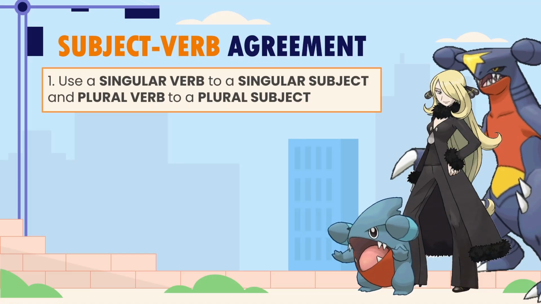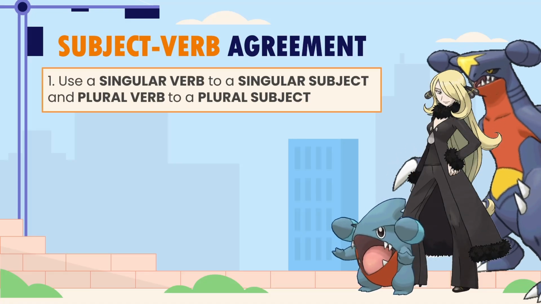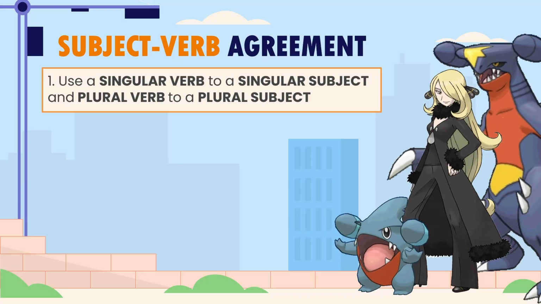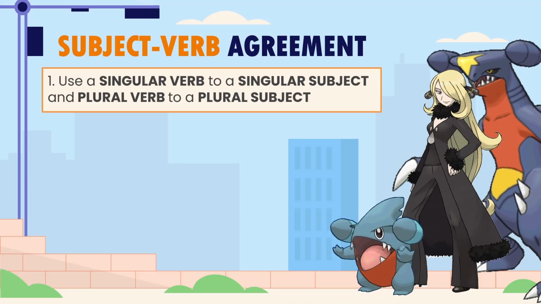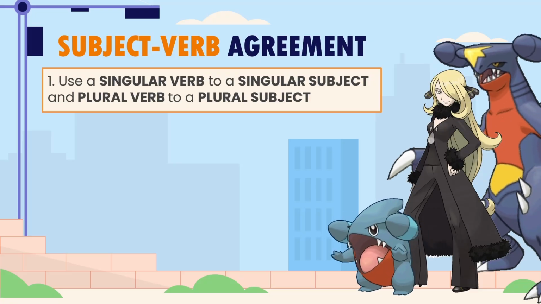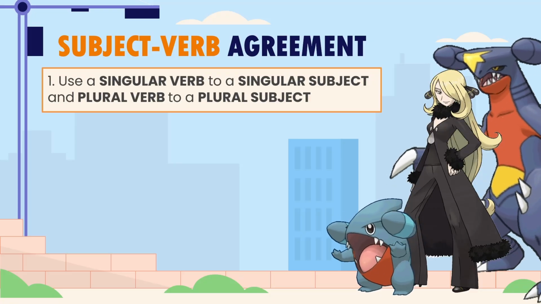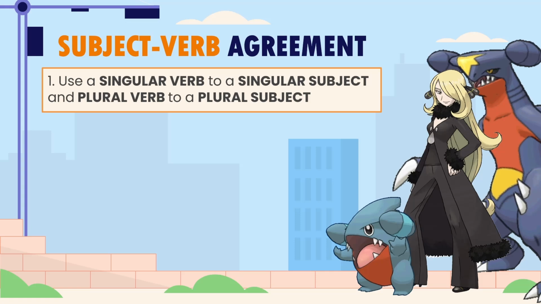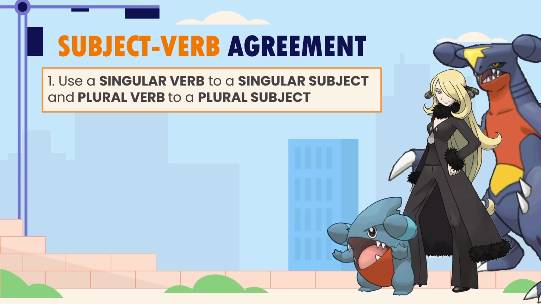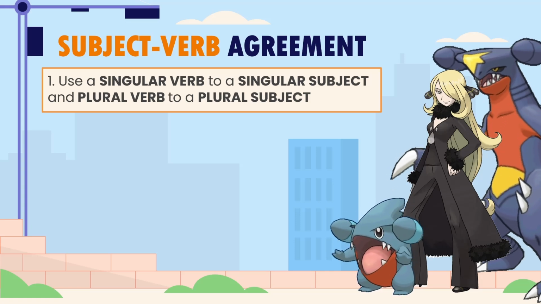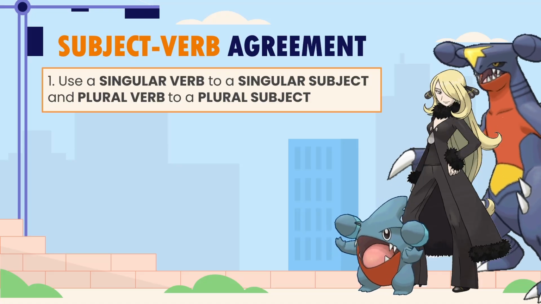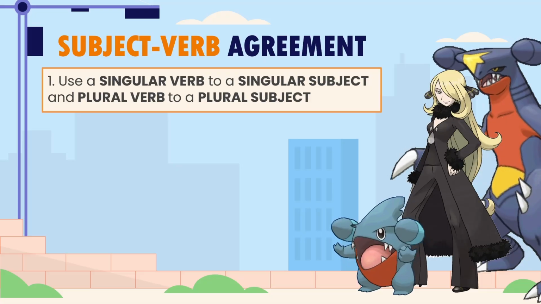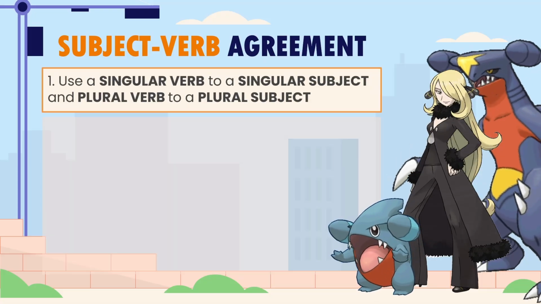We have our first rule or first type of the subject-verb agreement. First is the use of a singular verb with a singular subject. So a singular verb is equal to a singular subject, and a plural verb to a plural subject. Kapag singular sa verb, singular din sa subject. Kapag plural sa verb, plural din sa subject. That's our first type of the subject-verb agreement.